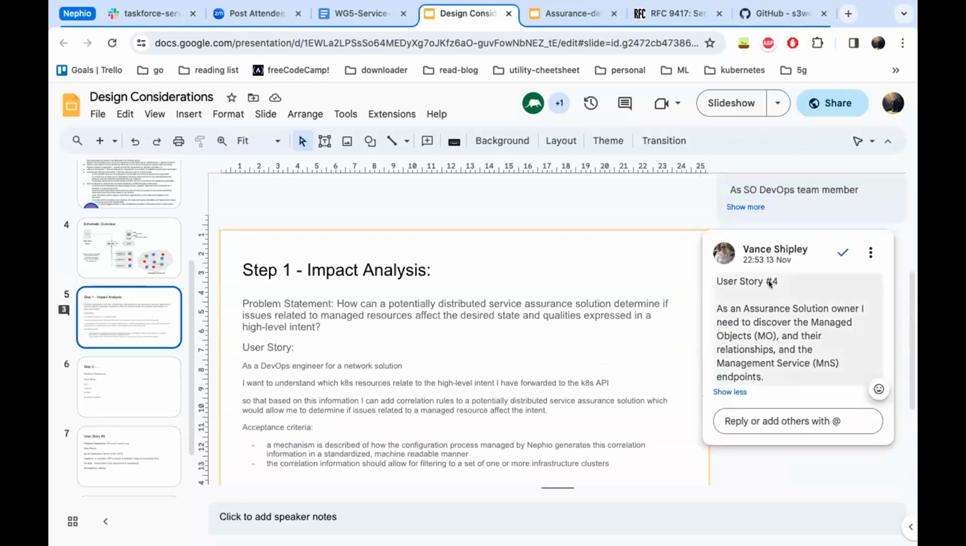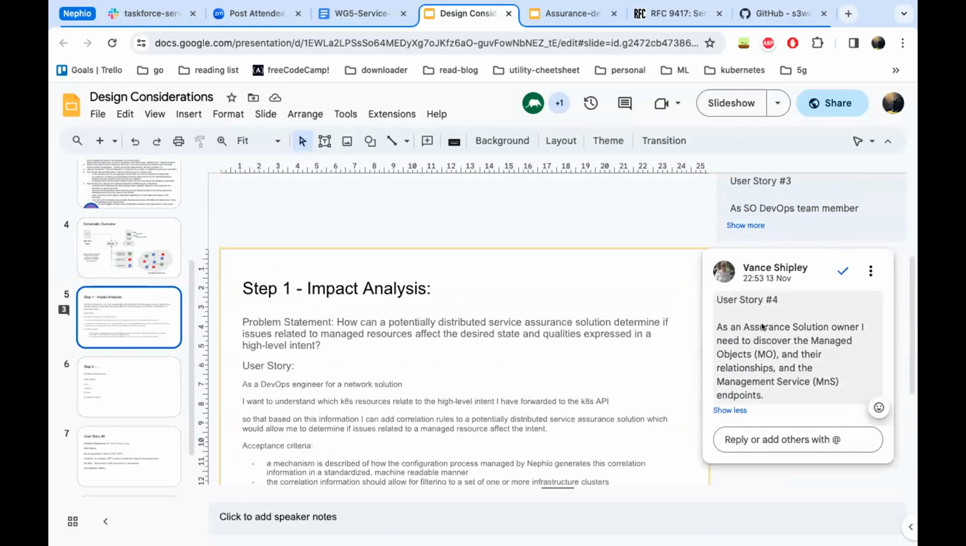This comment I find a little bit interesting. That is from Vince Sipley, I hope I pronounced the name correctly. The idea is that the resource will be identified as a managed object, so the assurance should identify those objects and their relationship with the services. That is our high-level intent. I think this is a good comment to take into our thoughts. This is a good terminology.